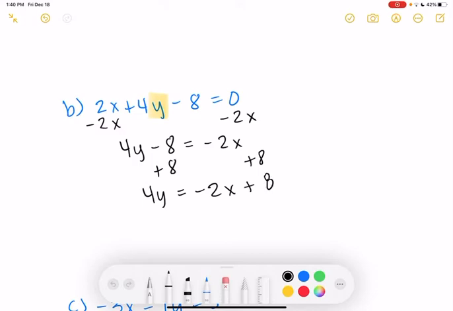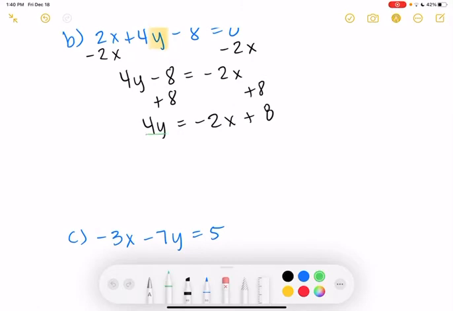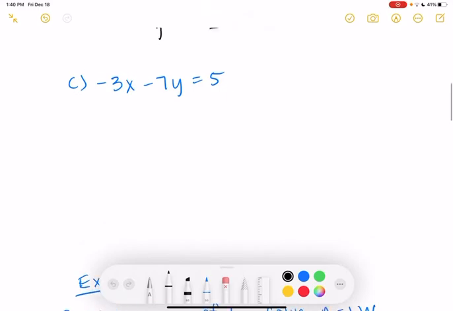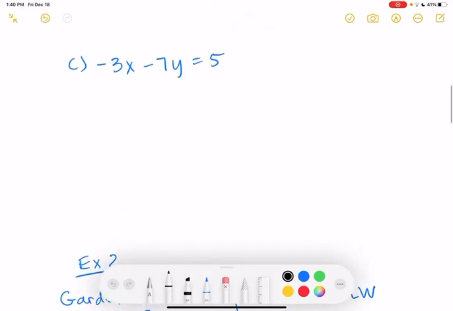Not quite done yet. To get that y by itself, I'm going to divide every single term by 4. So I have y equals a negative 2 over 4 can be reduced down to a negative 1/2 x, plus 8 over 4 can be reduced down to 2. All right, this is the last one of this type. So I want you to go ahead and hit pause and give this one a try. Come back when you're ready.